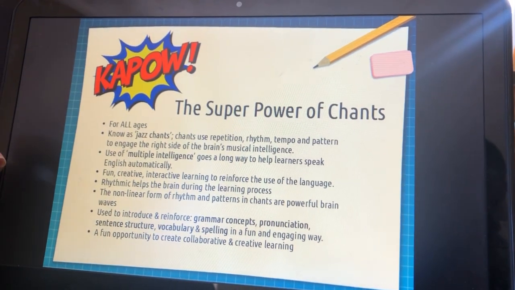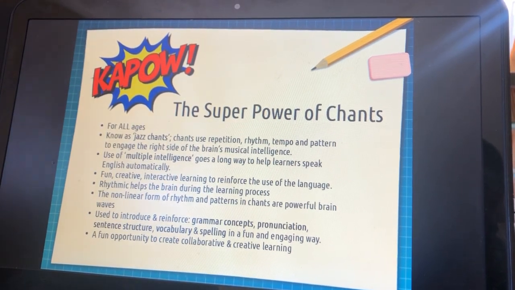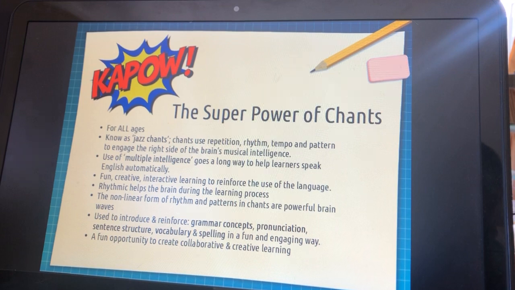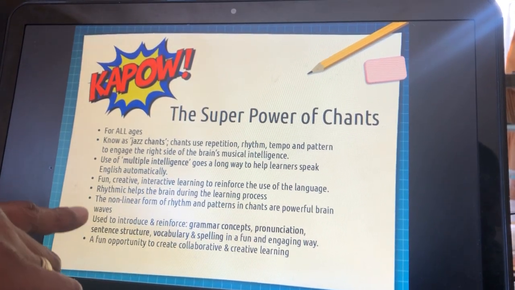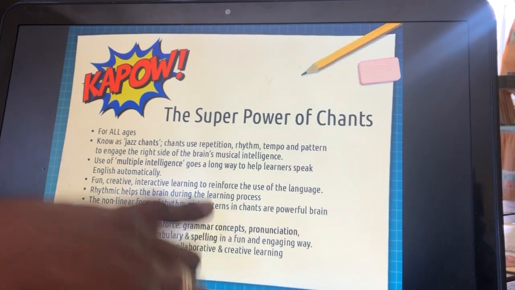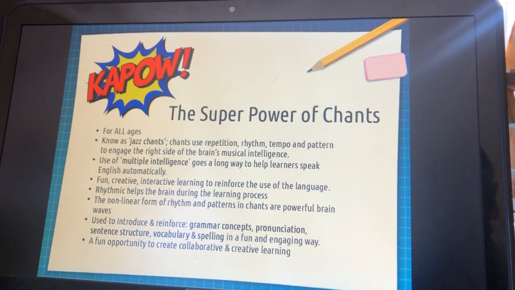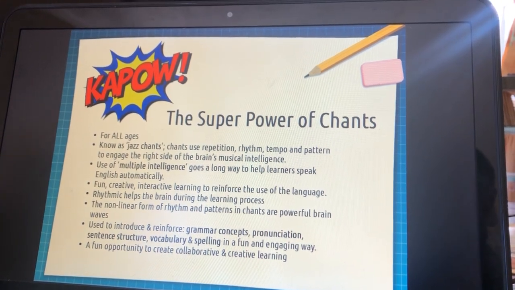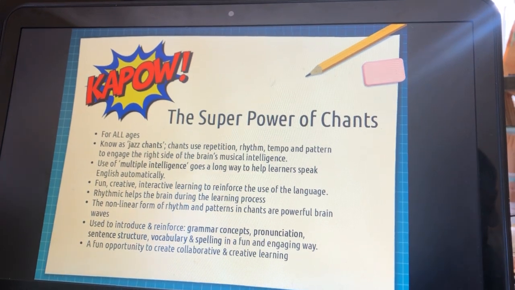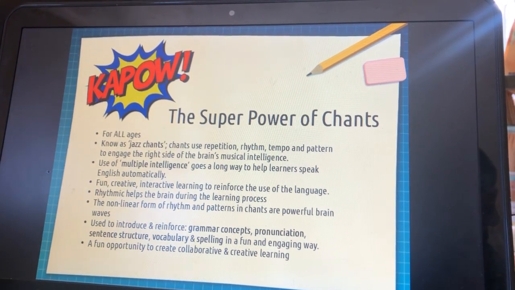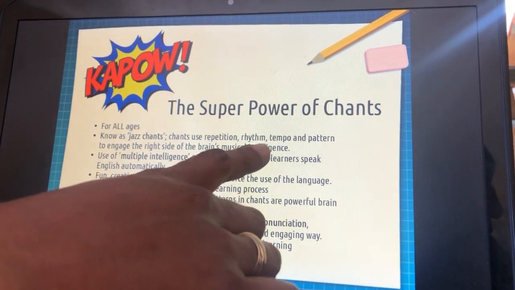What are the benefits of using chants in your classroom? Okay, so mainly the rhythm helps the brain during the learning process, and then you have the non-linear form of rhythm and pattern. In chants, there are powerful brain waves, because the learning is more with the natural flow of the brain waves, of the learning waves. It's for all ages, and it engages the right side of the brain, musical intelligence, which we all have.